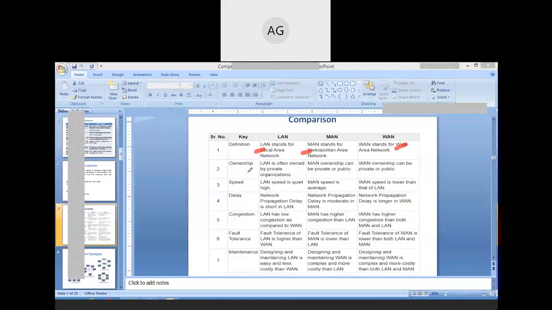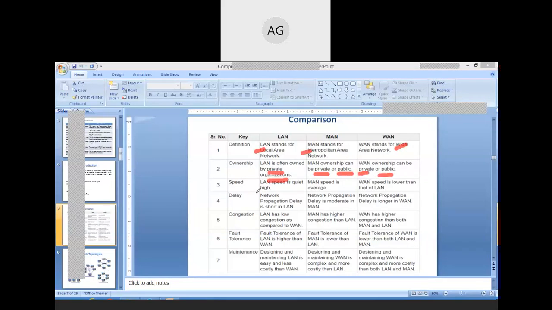Then the next point is ownership. LAN is often owned by private organizations, whereas MAN ownership can be private or public. In the case of wide area network, it can be owned by private or public.